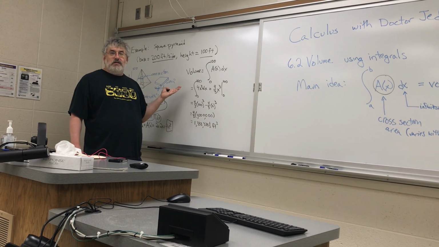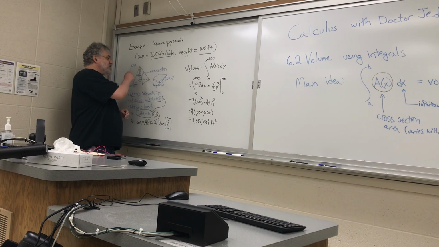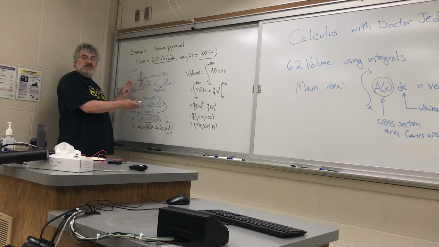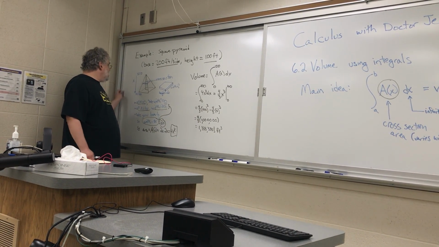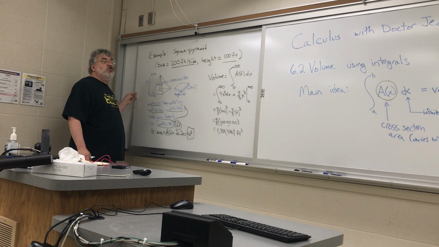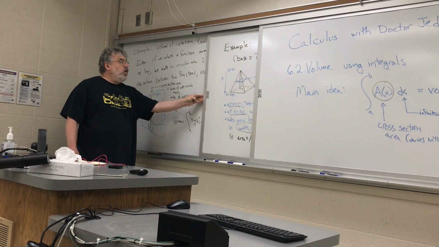That's the idea. If you have something where you can cross-sectionalize very easily, this is how you set it up. But one of the main ideas in this section is a specific kind of cross-section. It's called the washer method.